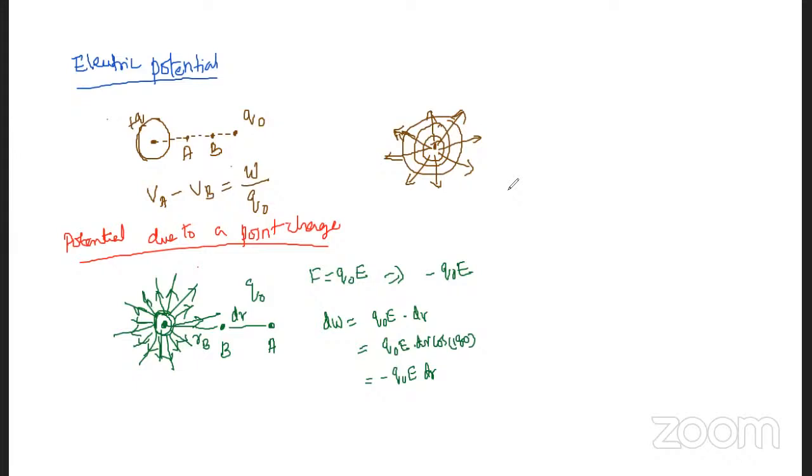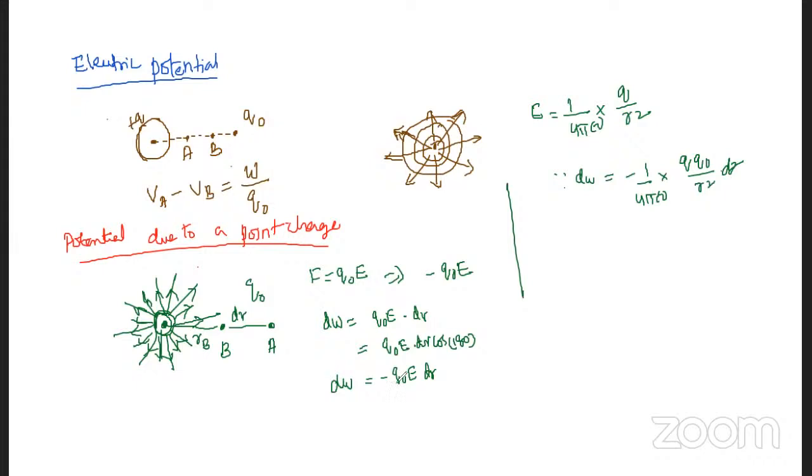Already we have, since dW is equal to minus 1 by 4 pi epsilon naught into q naught by r square into dr. Simply we are substituting in this dW. The value of E is 1 by 4 pi epsilon naught q by r square, which we have written in place of E. The remaining will be minus q naught dr.